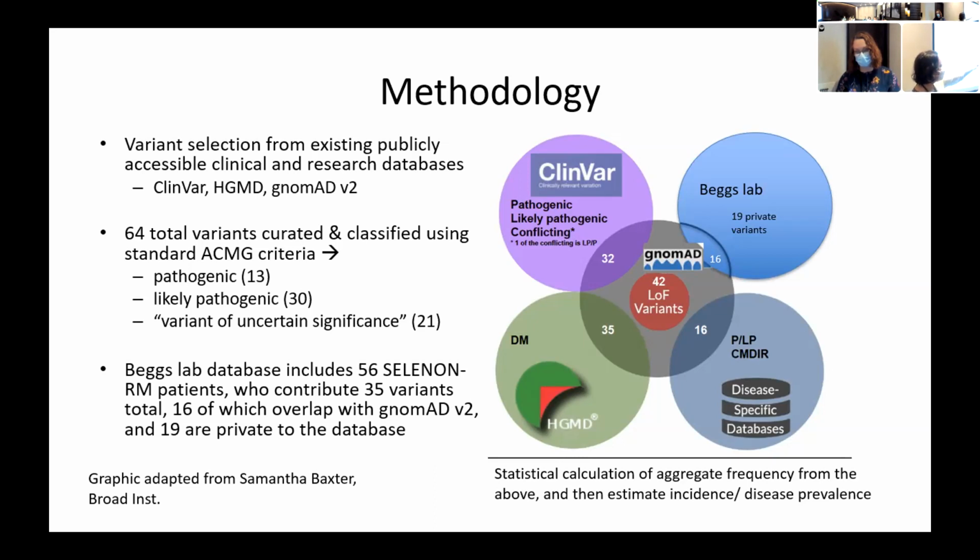And I'll also point out that there are some disease-specific databases that we're pulling from. One of them is the CNDIR that submitted about 16 variants that were in common with those public databases. And then the Behzad database, which many of you are familiar with. So we have about 16 variants across the SELENON gene that are in common with these more publicly available databases, and 19 that are private to the database, so not found in these public repositories.